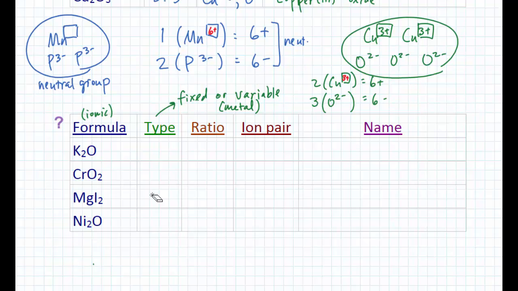But first stop is to check that metal, see if it's one whose charge we know already, or one whose charge we're going to have to figure out. Ratio is the numbers from the formula. So let's see how we do.